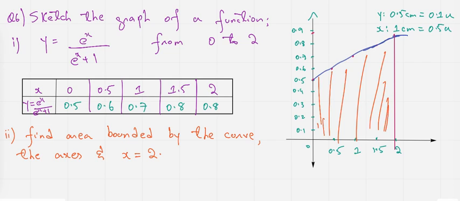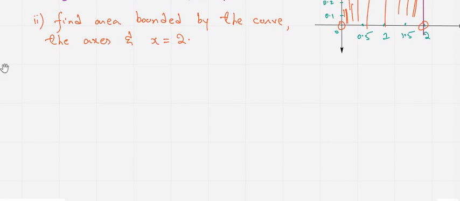Actually your curve is going from 0 to 2. So we need to integrate our integrand from 0 to 2 limits, and we will get our answer within no time. So area is equal to the integral from 0 to 2 of this integrand times dx.